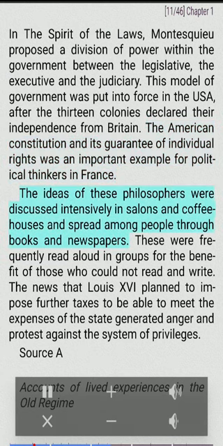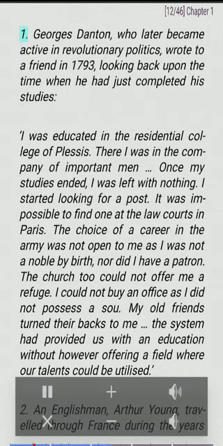The American Constitution and its guarantee of individual rights was an important example for political thinkers in France. The ideas of these philosophers were discussed intensively in salons and coffee houses and spread among people through books and newspapers. These were frequently read aloud in groups for the benefit of those who could not read and write. The news that Louis XVI planned to impose further taxes to be able to meet the expenses of the state generated anger and protest against the system of privileges.